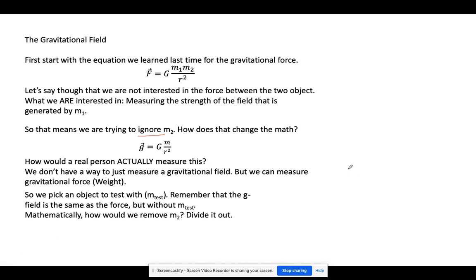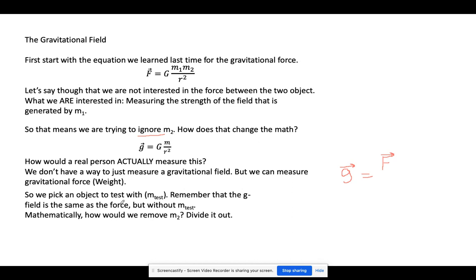So I'm going to start with that over here. We're trying to measure the gravitational field. We can't measure that directly. We don't have something to just get that force, but something that we can measure is the force, their weight. We can measure their weight. So then, what do we do with that? We can't measure the field, but we can measure the weight force.